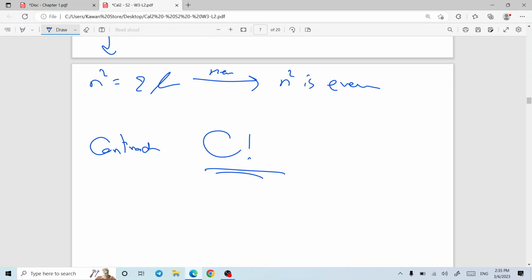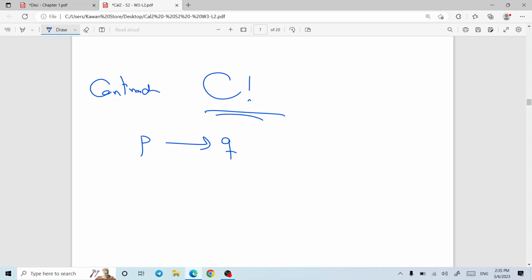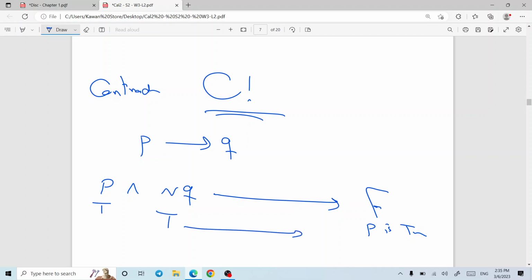We have P then Q. Look, I say I'm going to use P and negation Q, then I will get something false. False to what? False that P is true. So I say P true, and I say let that one also be true. Then I am going to get something which says P is false.